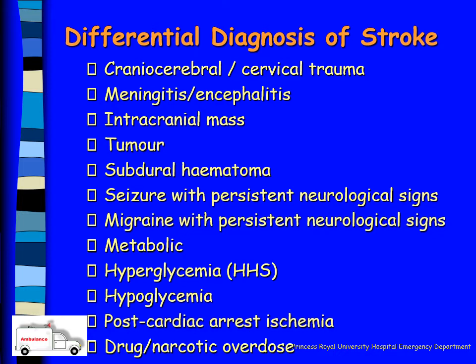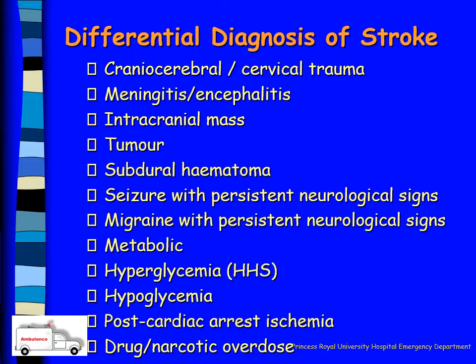Other possible differential diagnoses of a stroke are a patient who's had a seizure and then might have persistent neurological signs such as a Todd's paresis, where they have weakness down one side of their body and that just resolves. Also, migraines can cause a similar thing. They can cause odd sort of focal neurology too.